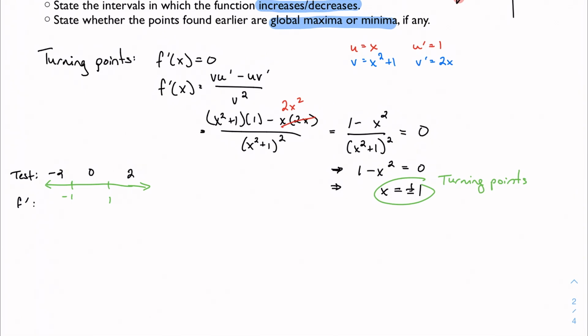So if I plug in negative 2, I get 1 minus 4 is negative 3. And then the denominator is always going to be positive because I'm squaring it, so I know that this is going to be a negative slope. If I plug in 0, I'm going to get a positive slope. If I plug in 2, same thing, I'll have a negative number on the top and a positive number on the bottom. So a negative derivative there as well.